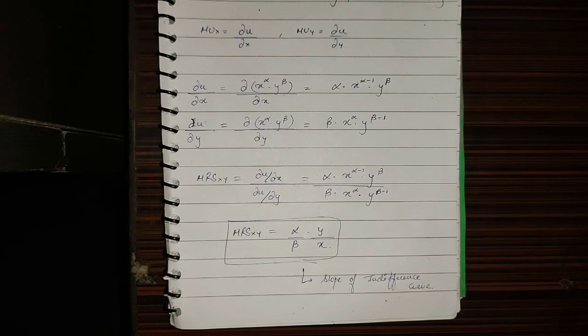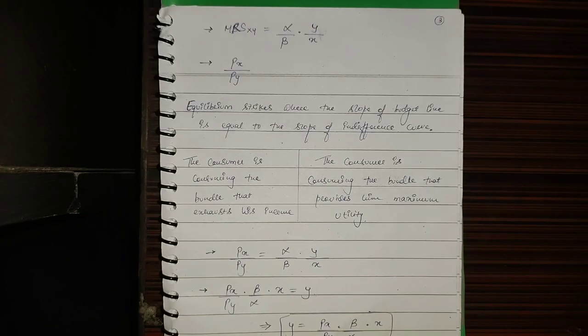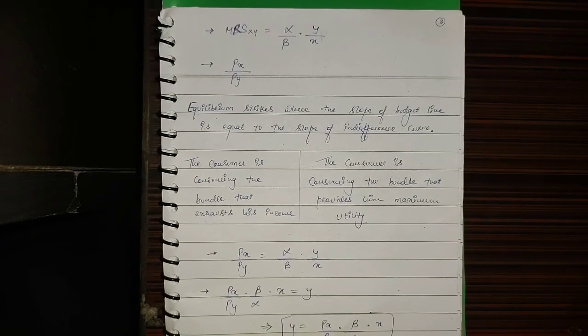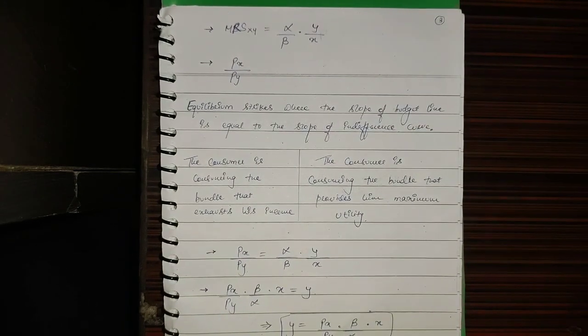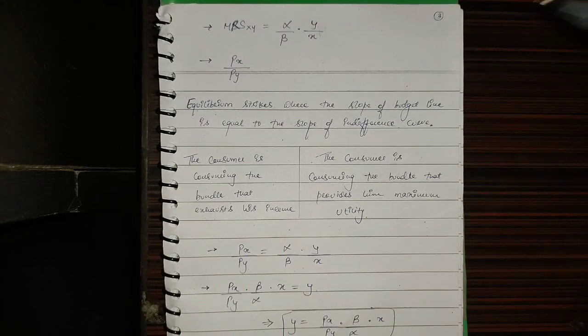Till now we have only found the slope of the indifference curve, and now we will equate it with the slope of the budget line to get the relation between x and y. So the value of the marginal rate of substitution that we got was this, and the slope of the budget line is the price ratio, which is px by py.